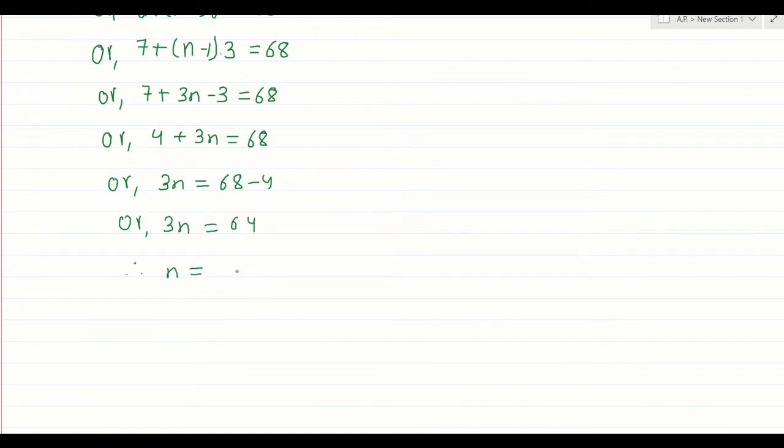Therefore, n is equal to 64 over 3. Is 64 over 3 a natural number? No, it is not a natural number. Is this clear? Since n is not a natural number, the term 68 does not belong to the given AP.